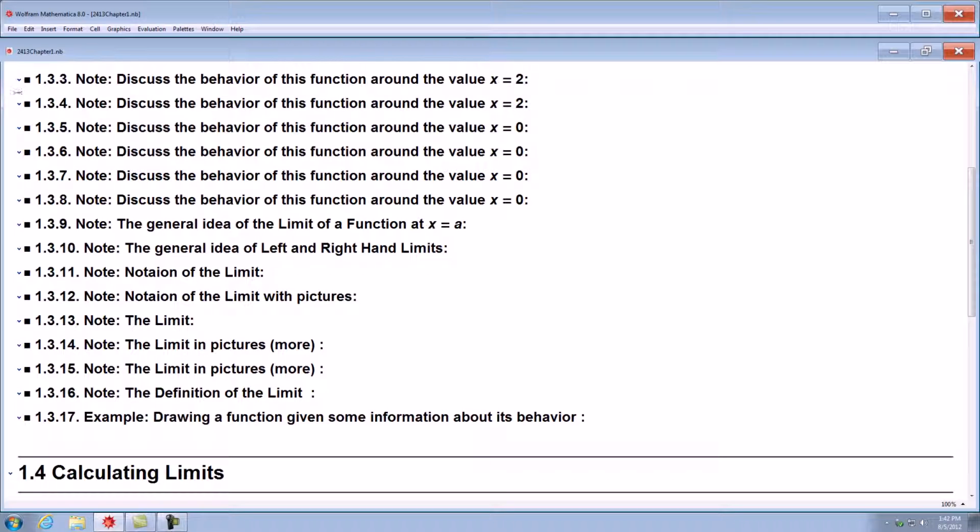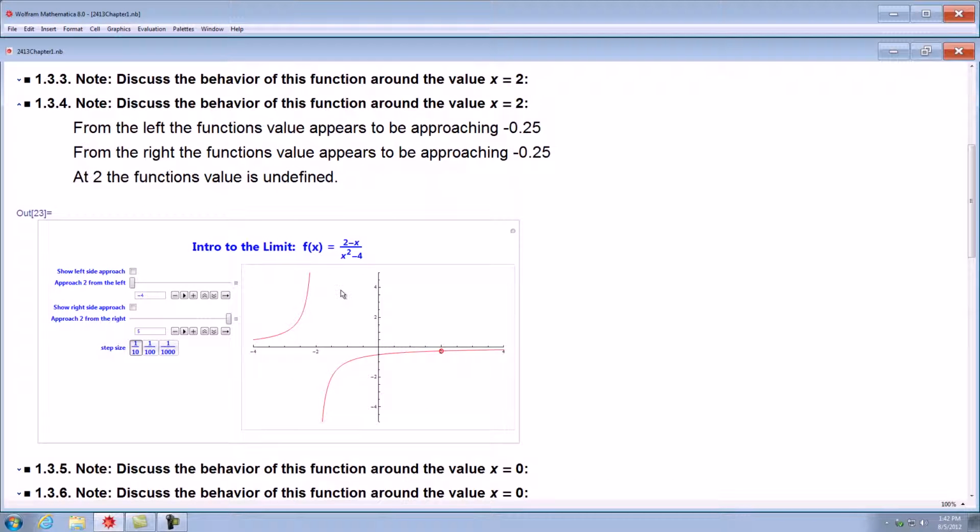Alright, next one. Discuss this function's behavior around 2. So here's our x values. Can't really see it here. This is -2. That means this is +2. As I approach from the left side, first of all, I'm way out here, so I'm on the function, and I'm going to go whoa and start going up to infinity or something. Something crazy happens.